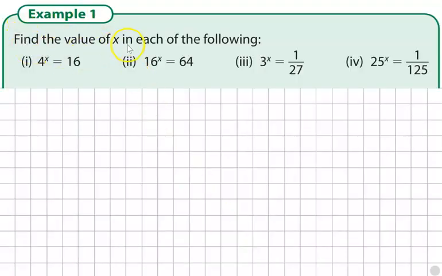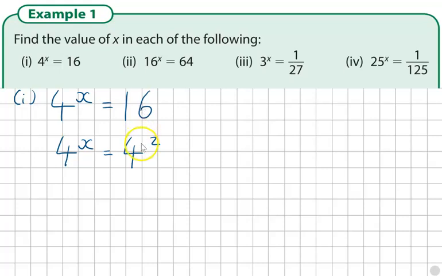Example 1. Find the value of x in each of the following. So what we want to do is solve for x. So 4 to the power of x is equal to 16. So we want to rewrite 16 with a base of 4 so that we can cancel the 4's and let the powers equal, and then we can solve for x. So we're going to rewrite 16 as a base of 4. So 16 rewritten as a base of 4 is 4 squared, because 4 squared is equal to 16.